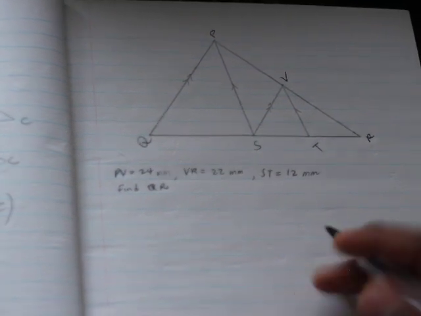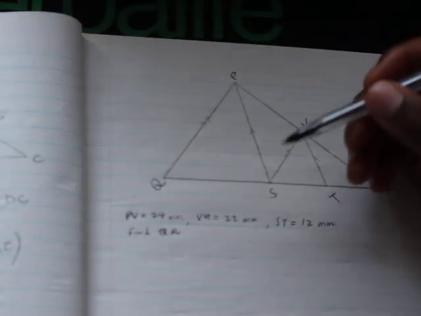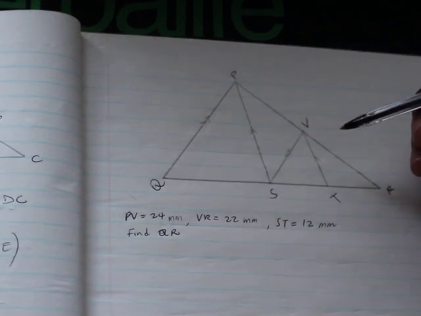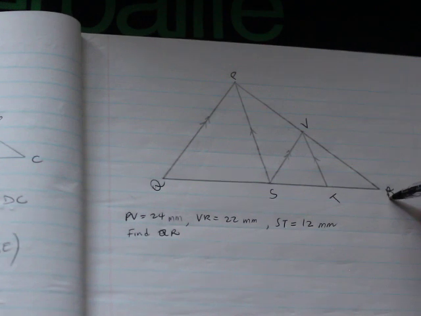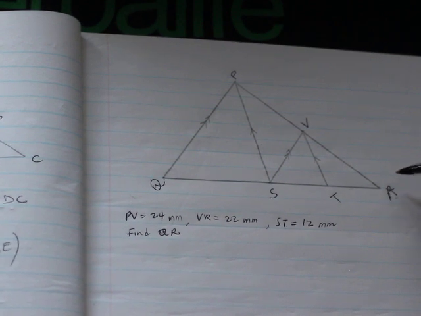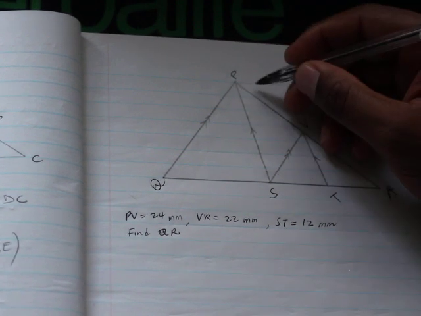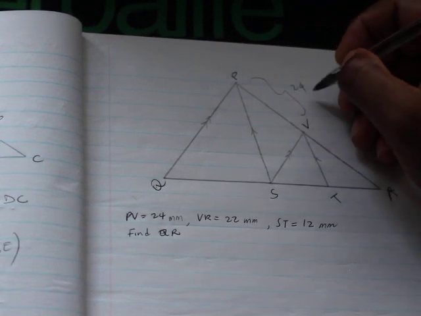So now we are just going to quickly find, so they're saying they want QR. So the entire length, you guys, is going to be a hell of a problem. So now let's plug in what's given. So they're saying PV is 24 millimeters. So where's PV? So the whole of this is 24.